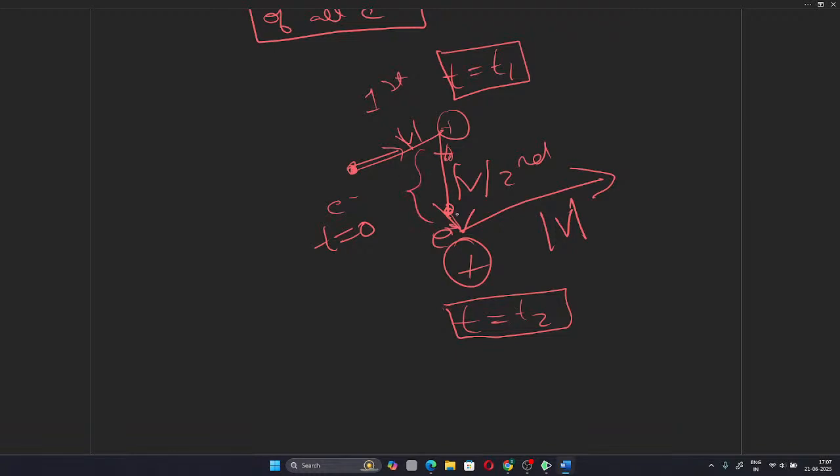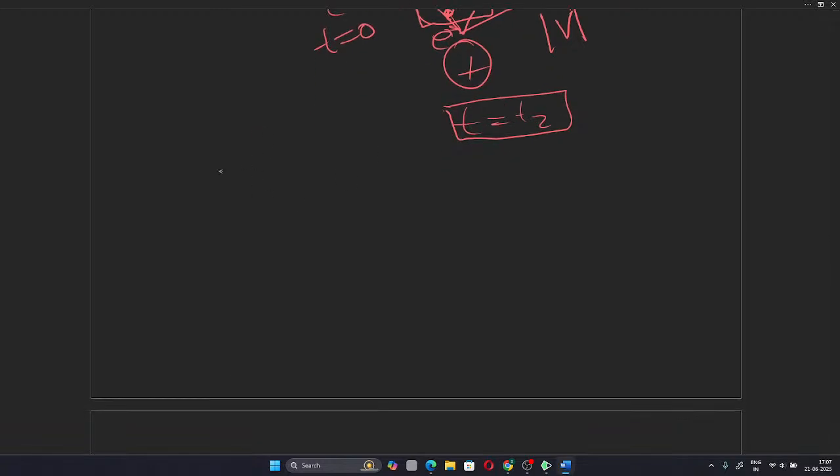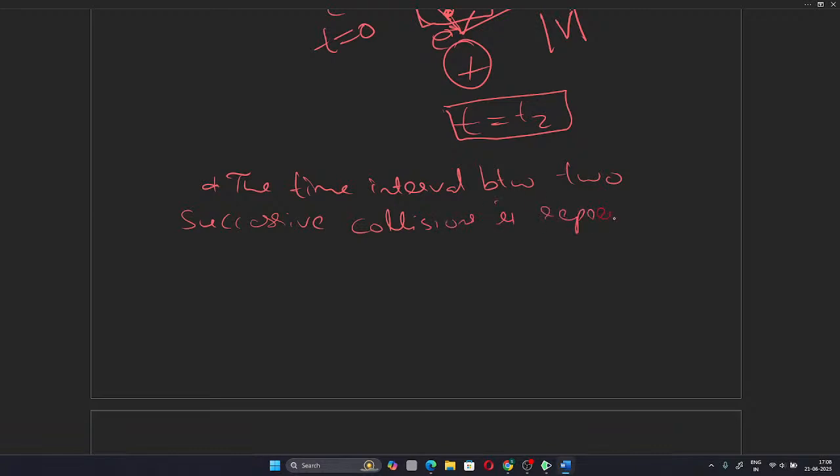So this time where there is no collision, the time interval between two successive collisions is represented by tau, but this is not what we call relaxation time.